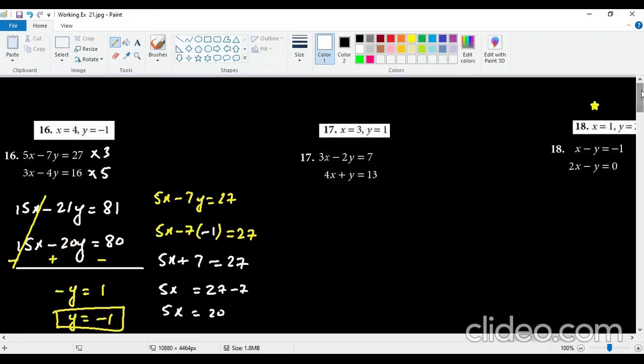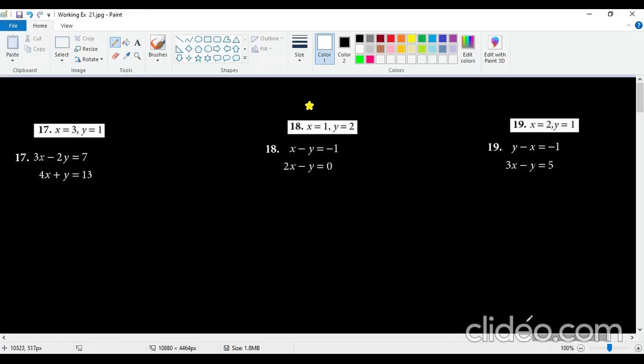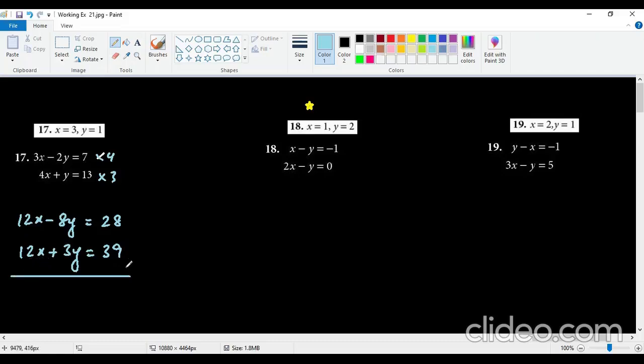Moving on to the next question, which is question number 17. Here, I will multiply the first equation by 4, the second equation by 4, and this equation by 3. So the first equation is going to give us 12x minus 8y equals 7 times 4, which is 28, and this is going to give us 12x plus 3y equals 39, and this subtraction is going to give us minus 12x and minus 3y and minus 39.